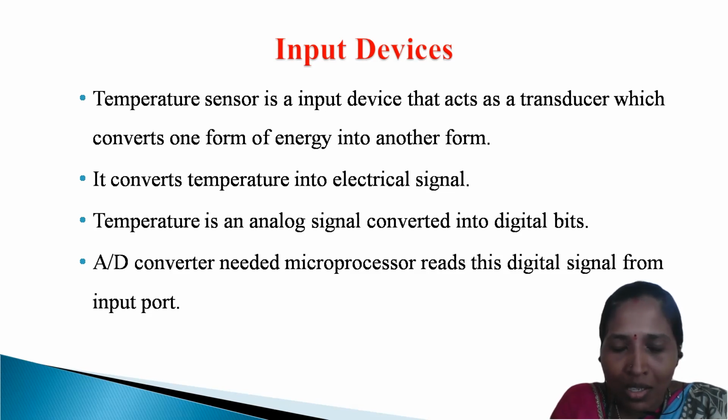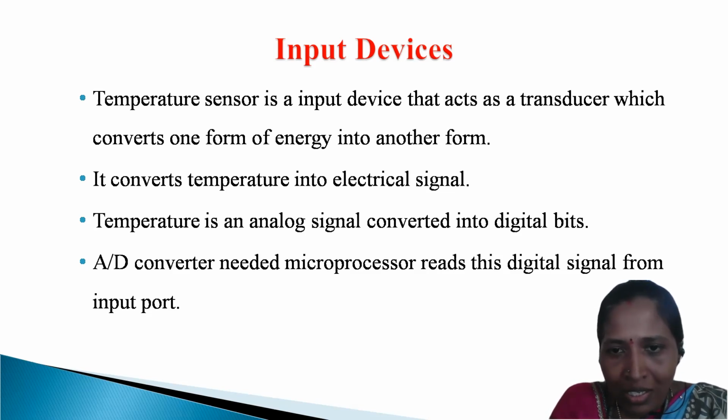Simply, we can say that the electrical signal is nothing but an analog signal. So the temperature is an analog signal converted into digital. How can it be converted into digital? With the help of an A to D converter, analog to digital converter. This analog to digital converter converts the analog or electrical signal into binary bits, that is nothing but a digital signal. We call that a digital signal.